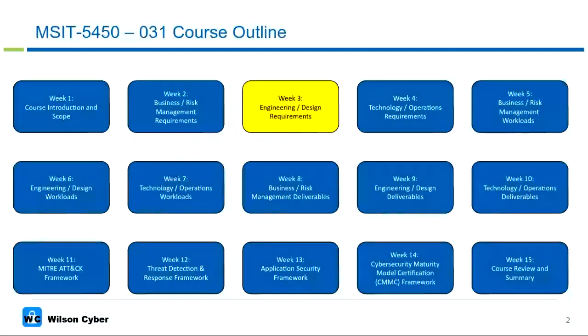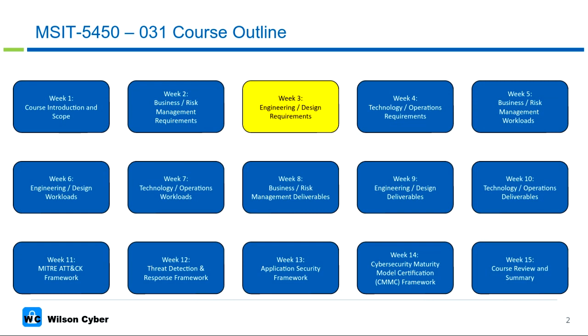Here's a copy of the course outline. Week 1, we started the course with course introduction and scope. Week 2, Business Risk Management Requirements. Week 3, which is this week, Engineering Design Requirements. Week 4, next week, technology and operations requirements. So by the time we finish next week's lecture, we will have defined the requirements for the class, which are the requirements for a cybersecurity program.